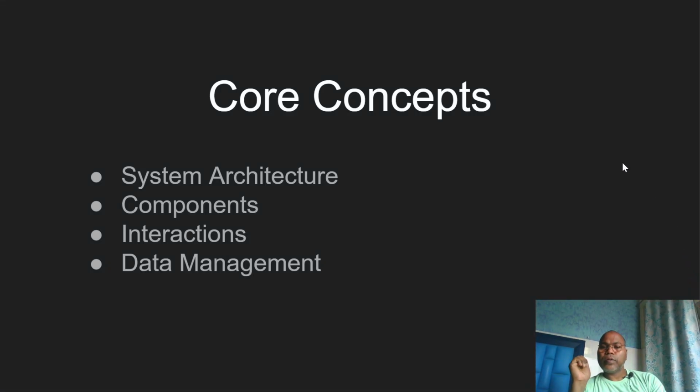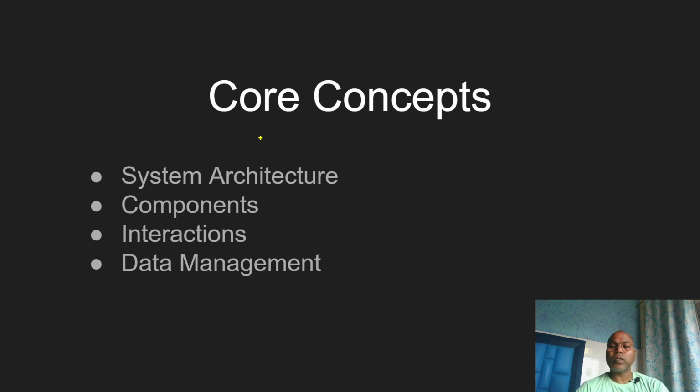Let's talk about the system design core concepts. So till now, what we discussed in system design part 1 is the basics, and now we are going to talk about system design core concepts.